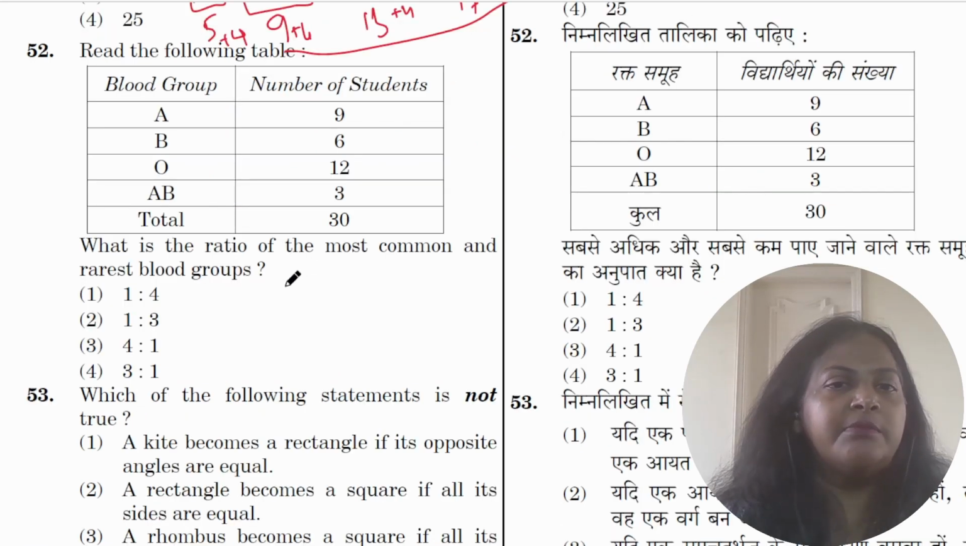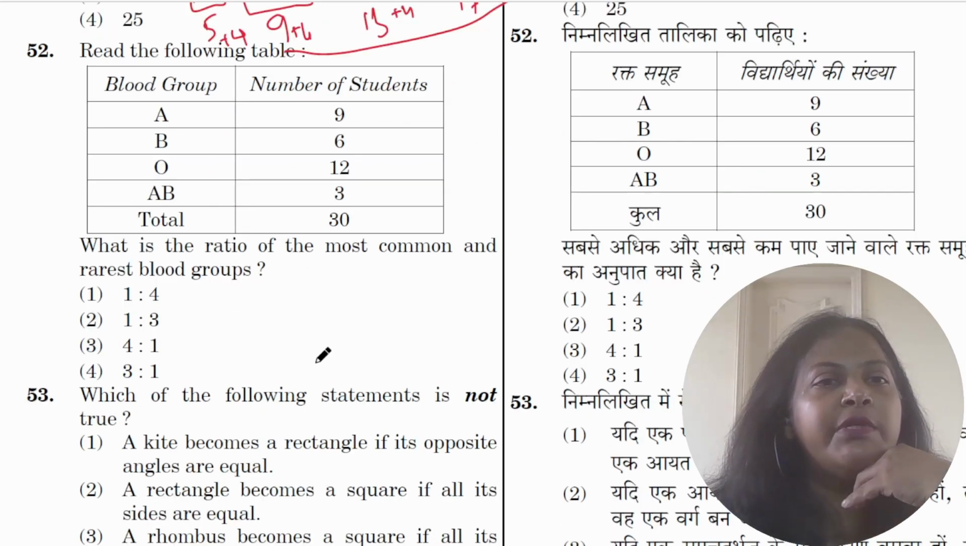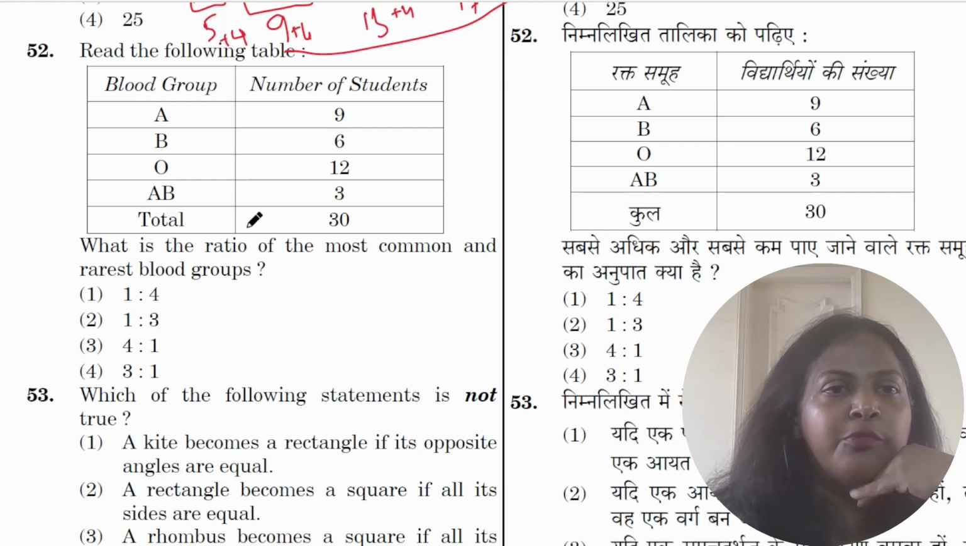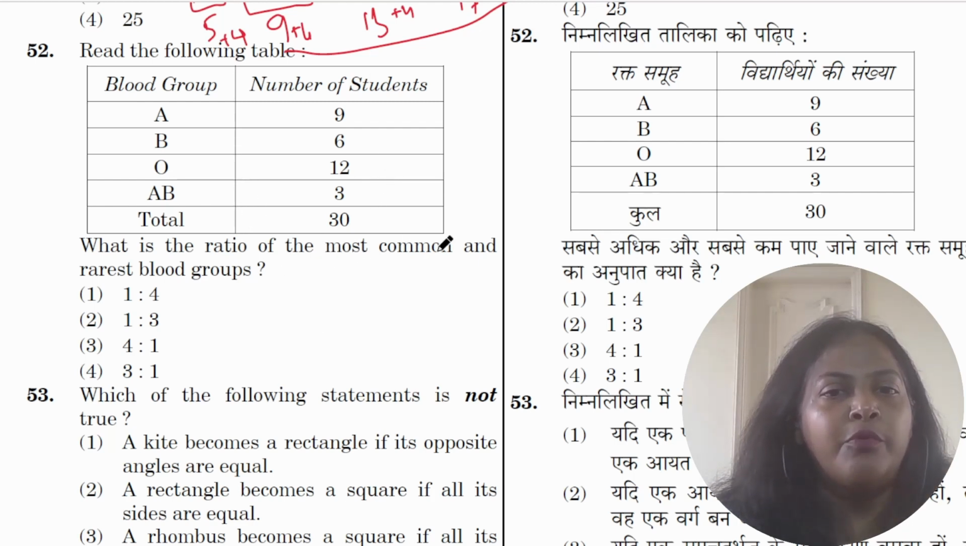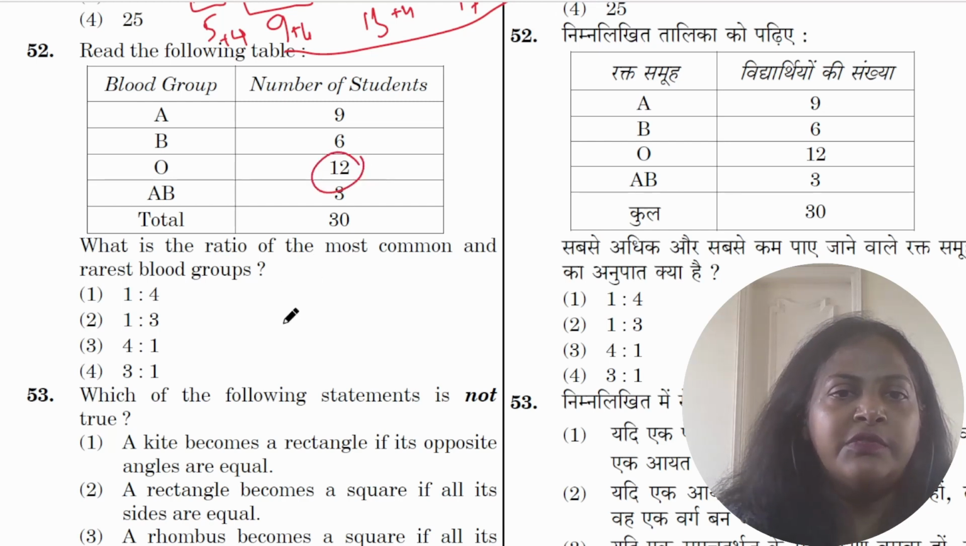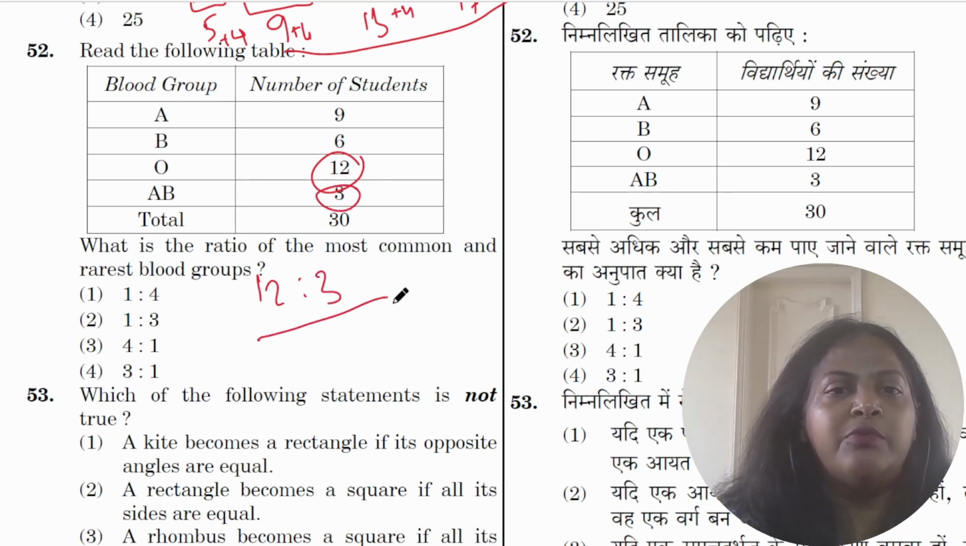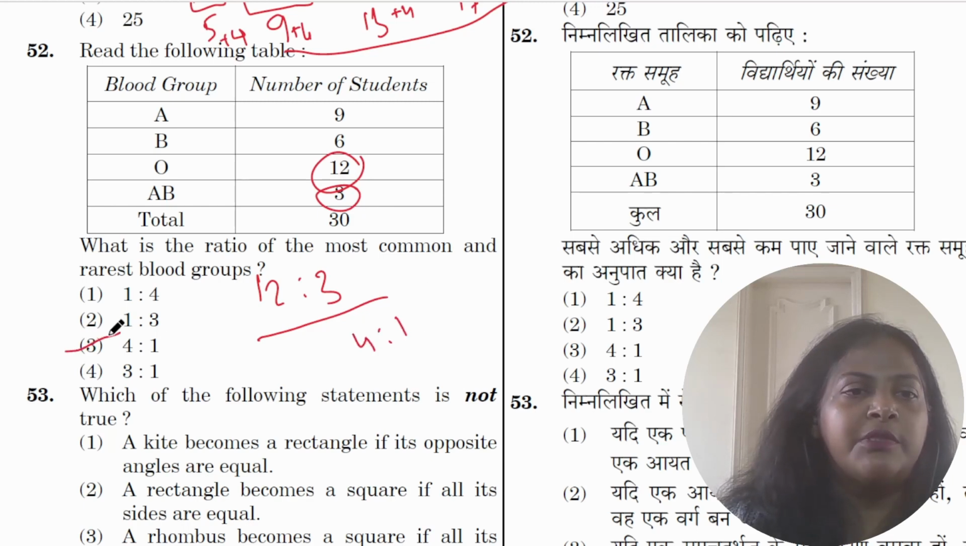Let's move on to question number 52. Read the following table. We have 4 blood groups given and the number of students. What is the ratio of the most common and rarest blood group? Most common is O, which is 12, and rarest is 3. So what ratio are they asking? 12 is to 3, which is the same as 4 is to 1. Option number 3.